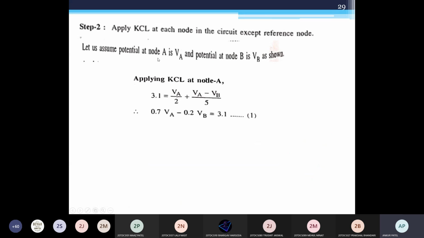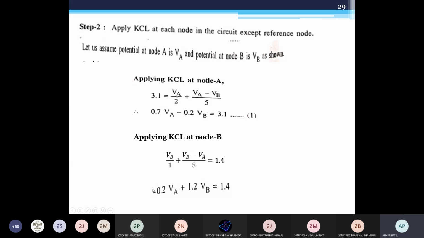So the equations will be: assume potential at node A is VA, and potential at node B is VB. So 3.1 equals VA by 2 plus (VA minus VB) by 5. You will get 0.7 VA minus 0.2 VB equal to 3.1 ampere. This is your equation 1. Applying KCL at node B, VB by 1 plus (VB minus VA) by 5 equal to 1.4. So we get the equation minus 0.2 VA plus 1.2 VB equal to 1.4.